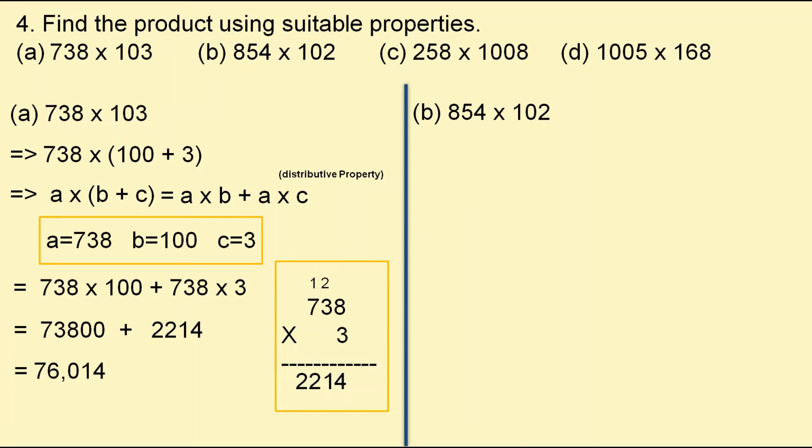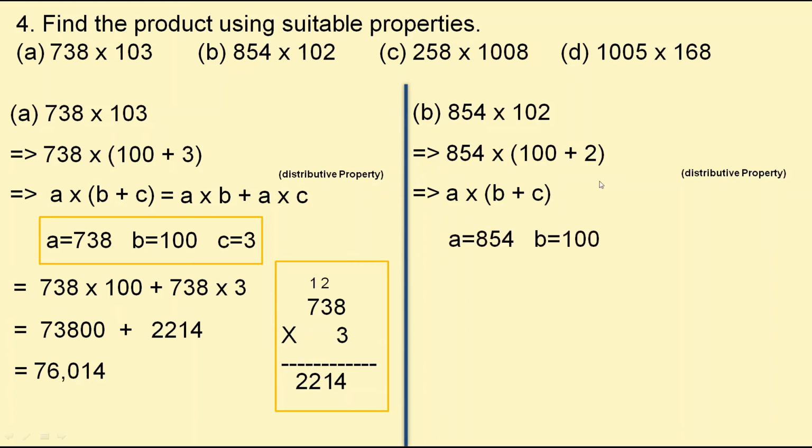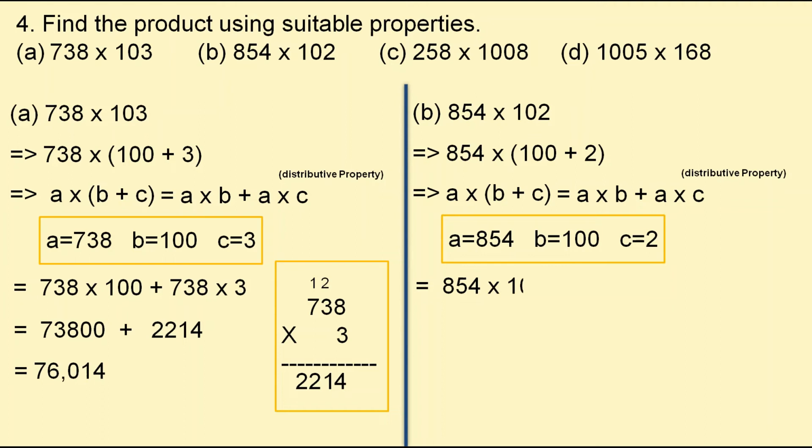Okay, now let's move to the second equation, that is 854 into 102. Now here also we can split this 102 as 100 plus 2, and which is equal to distributive property. So let's compare these two equations and find the answer, that is A is equal to 854, B is equal to 100 and C is equal to 2. So let's put these values of A, B, C in the second part of the distributive property, that is A into B plus A into C. So let's write 854 into 100 plus 854 into 2. So the product of 854 into 100 is easy, that is 85,400.